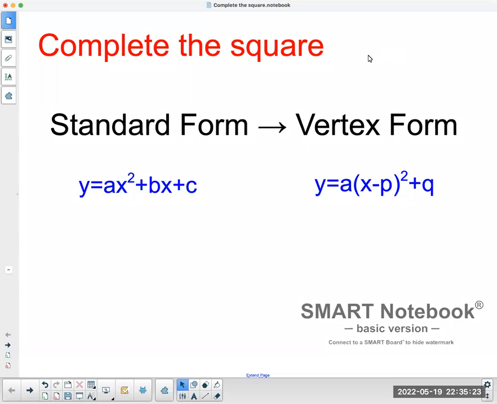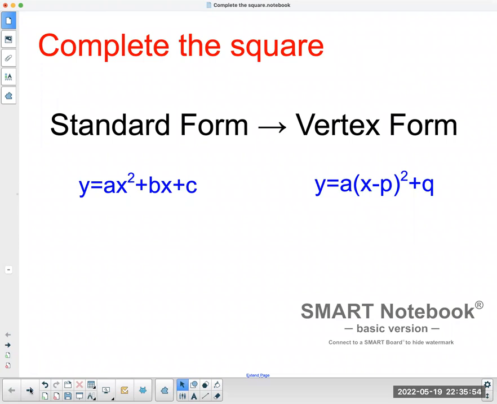Today we're going to look at a process called complete the square. What we're trying to do here is take the standard form, y equals ax squared plus bx plus c, and change it to the vertex form, y equals a bracket x minus p squared plus q. This allows us to go from a standard form into the vertex form, which allows us to figure out the vertex of the quadratic relationship.